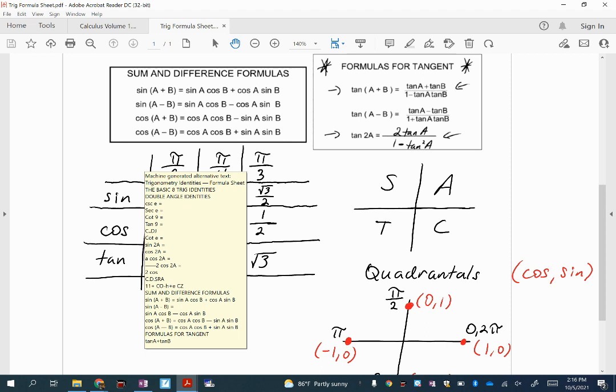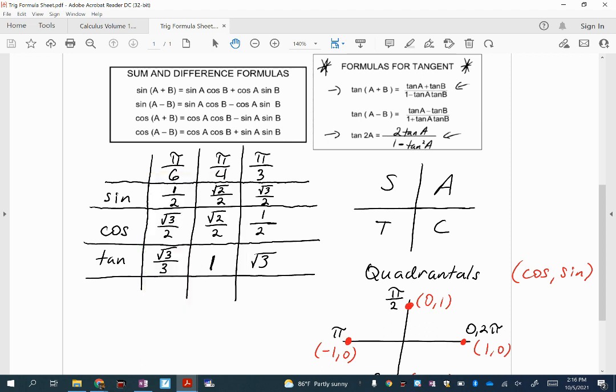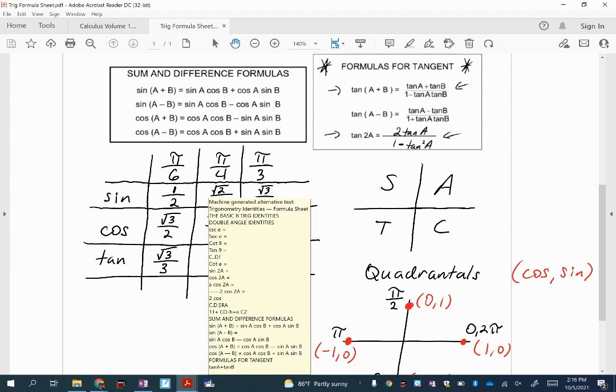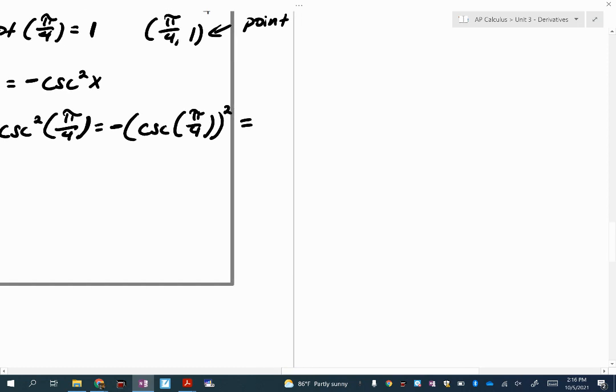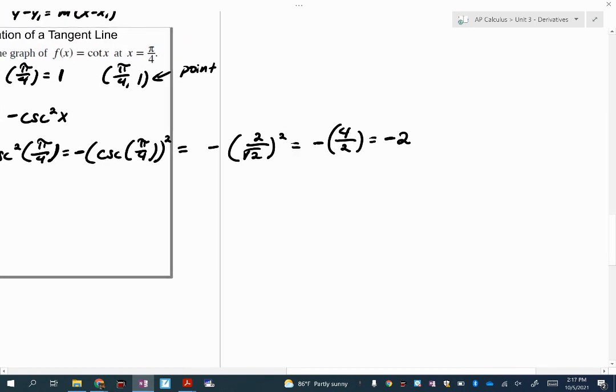Remember, the reciprocal of cosecant is sine. So the sine of pi over 4 is the square root of 2 over 2. So if I write this down, do a little work over here, the reciprocal of the square root of 2 over 2 is going to be 2 over the square root of 2. So I have the opposite of 2 over the square root of 2, squared. Let's square that first. So 2 squared is 4, and the square root of 2 squared is 2. Well, 4 divided by 2 is 2. The opposite of 2 is negative 2. So our slope, this right here, is the slope of our tangent line.